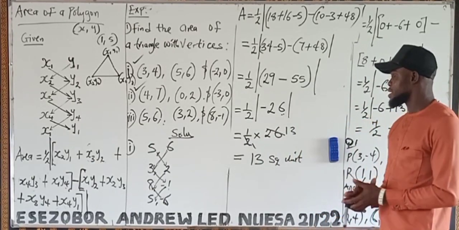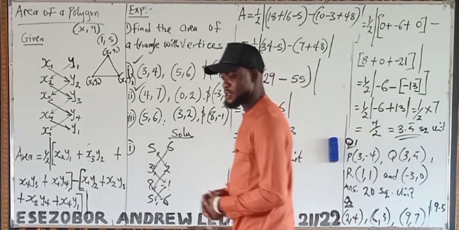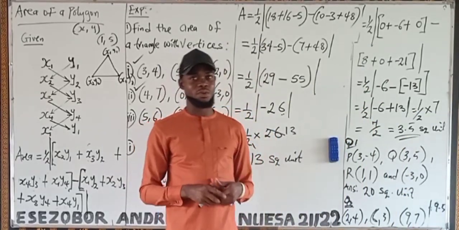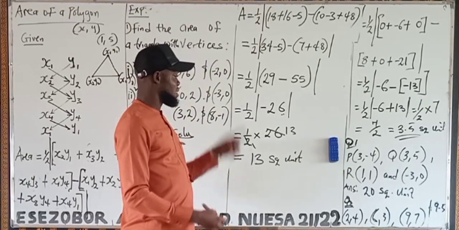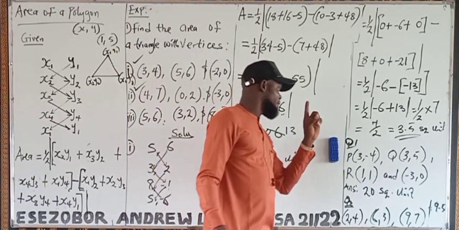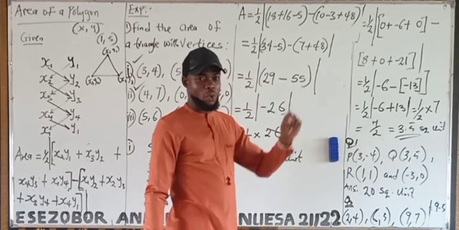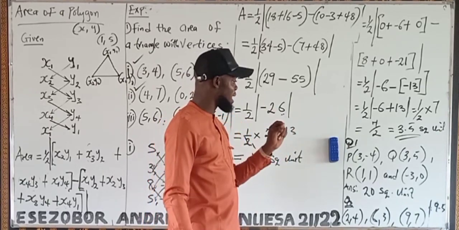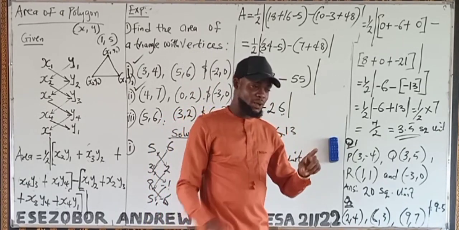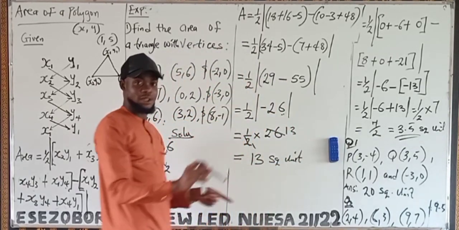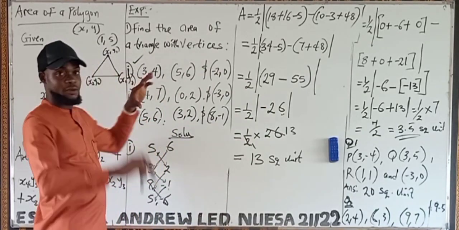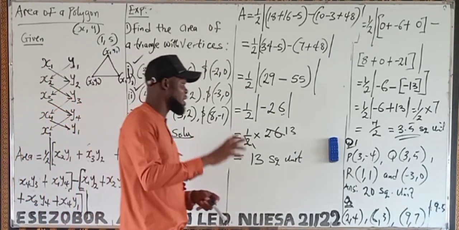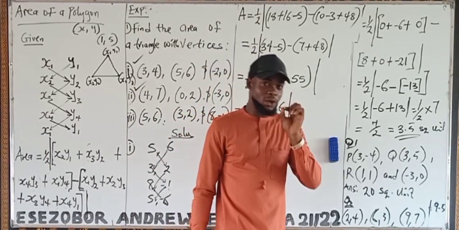Now, there is a question I'd like to give you to check if you actually got what we did in this class. The first question is, find the area of a quadrilateral. Quadrilateral means a polygon with four sides, not three, with four vertices. Find the area of a quadrilateral with the following vertices.